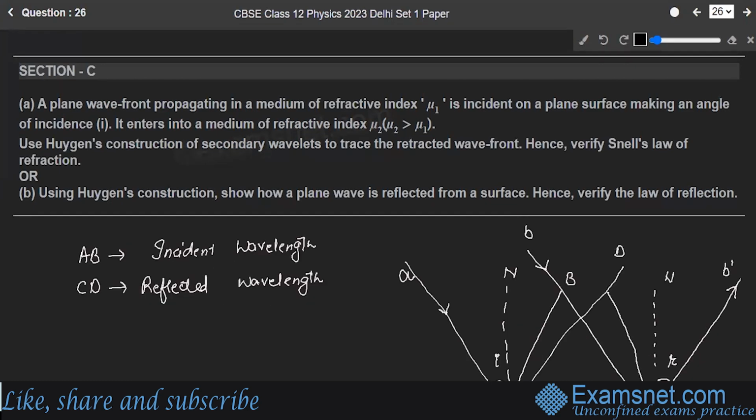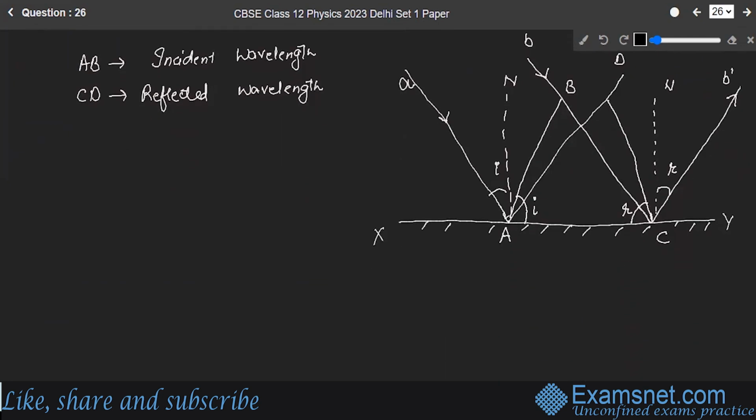Now, there are two laws of reflection. The first one says that the angle of incidence is equal to the angle of reflection. The second says the incident ray, reflected ray, and normal at the point of incidence all lie in the same plane. So these are the two laws of reflection. Using the Huygens construction, I have drawn this. Here, AB is the incident wavefront, and CD is the reflected wavefront.